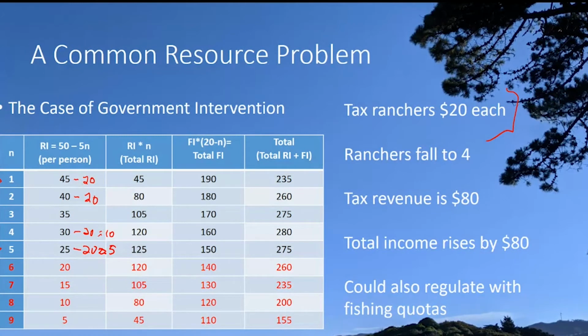The fifth rancher has no incentive to enter the market now. So what's going to happen? 4 ranchers should enter the market because that's in their best interest to do so. Ranchers fall to just 4 rather than 8. This is their private optimizing decision now. Tax is going to be $20 per rancher. And so $20 times 4 is going to give you the $80 of tax revenue, which is going to be collected by the government. More on that in just a minute.